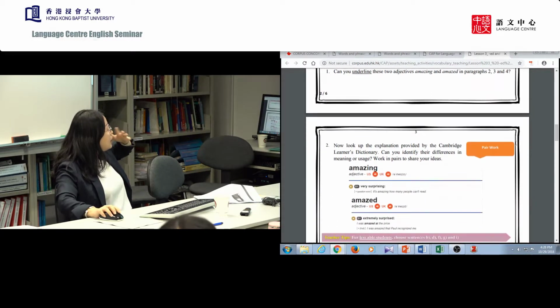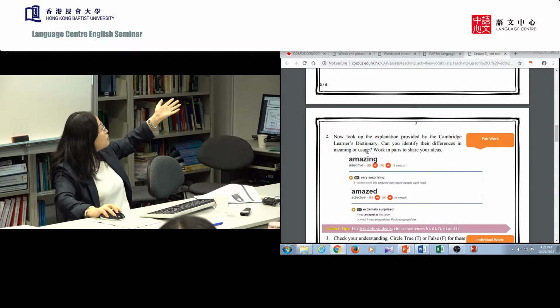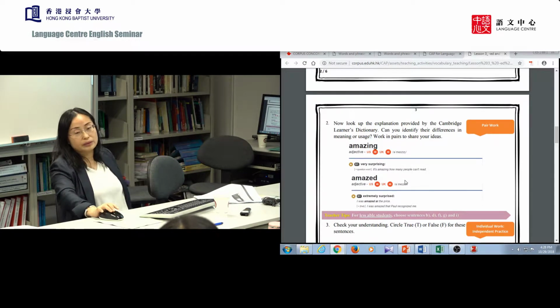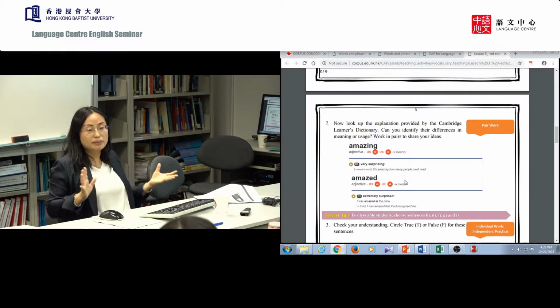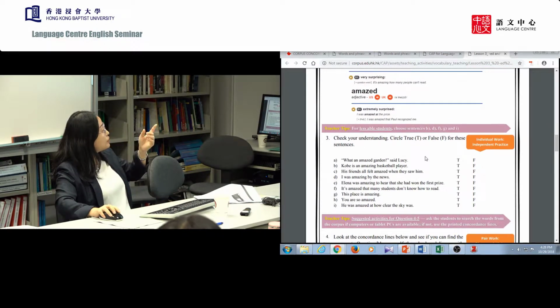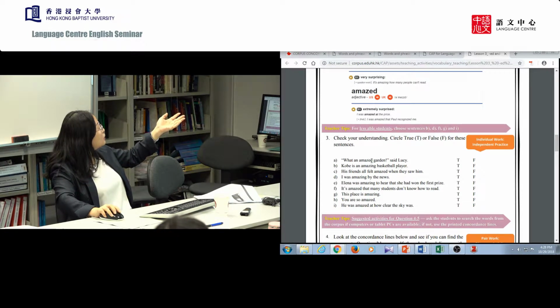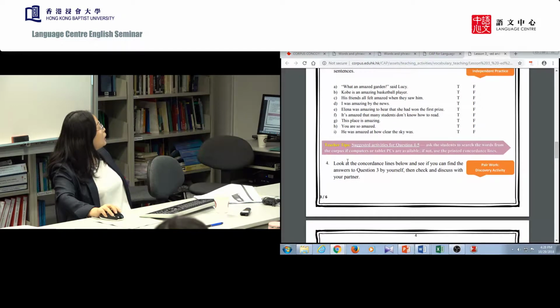Underline, and then pair work. Look at the examples provided by the learner's dictionary and identify the differences in meaning or usage. In pairs, you can have some discussion. Then the third step is to check your understanding, individual work, so true or false, something like that.